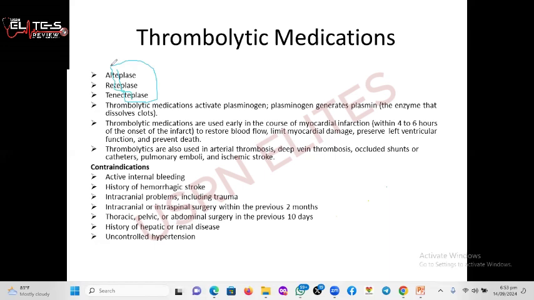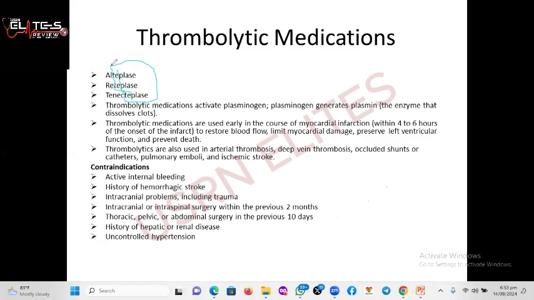hemorrhagic stroke rather. You don't give it to people with hemorrhagic stroke, those with increased intracranial pressure, or those with intracranial problems like trauma, because in intracranial pressure, one of the things that mostly causes it is head injury, and then there's bleeding in there, you don't give it. And then anyone with intracranial or intraspinal surgery within the previous 2 months, they are also not a candidate for thrombolytics.